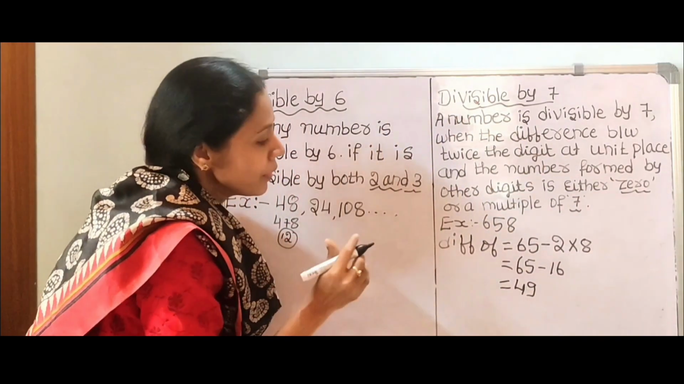Okay, if the difference is 0, that is also divisible by 7. This way we can easily understand that the number is divisible by 7.